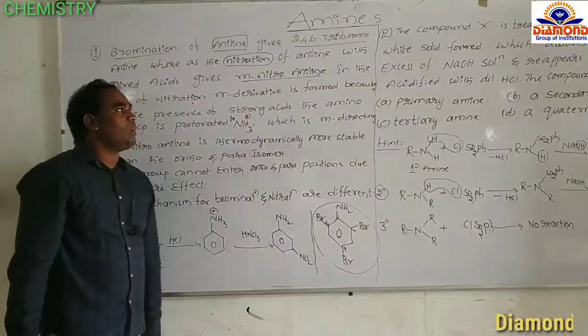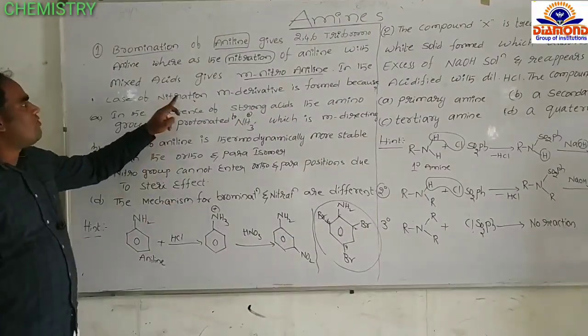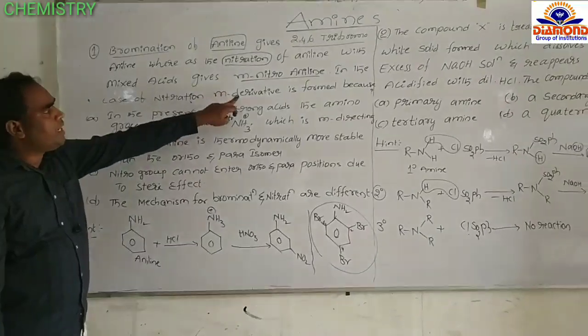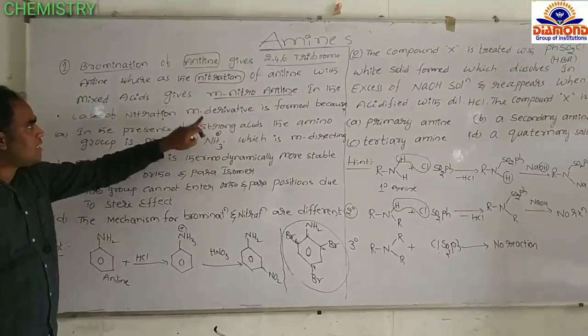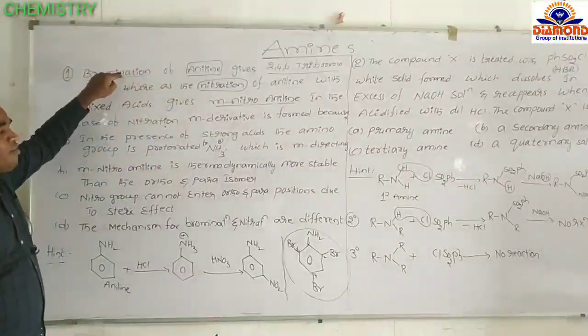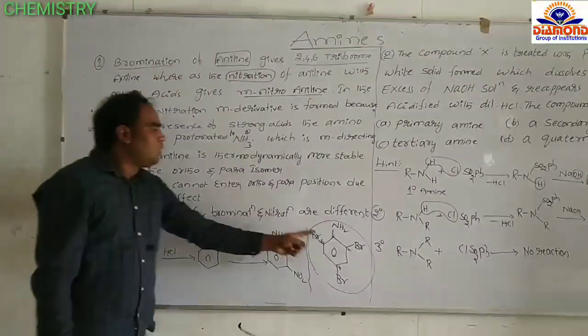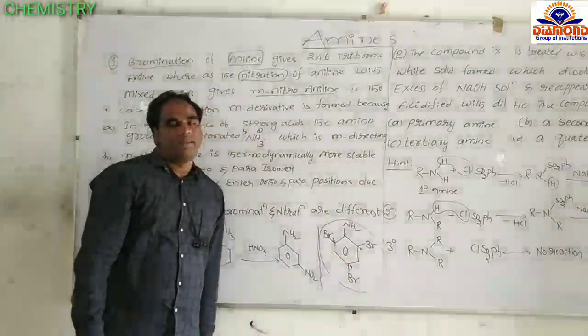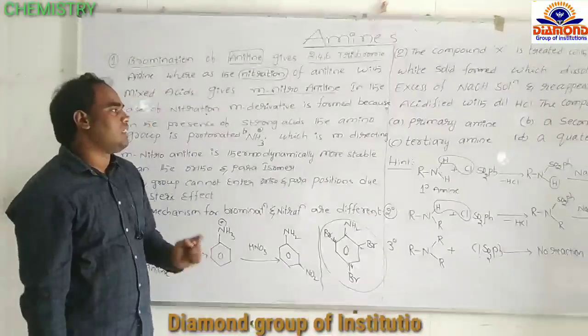meta-nitroaniline. So in the case of nitration, we get the meta derivative, meta-nitroaniline. But in the case of bromination, we get 2,4,6-tribromoaniline. So what is the reason? That is the question, students.